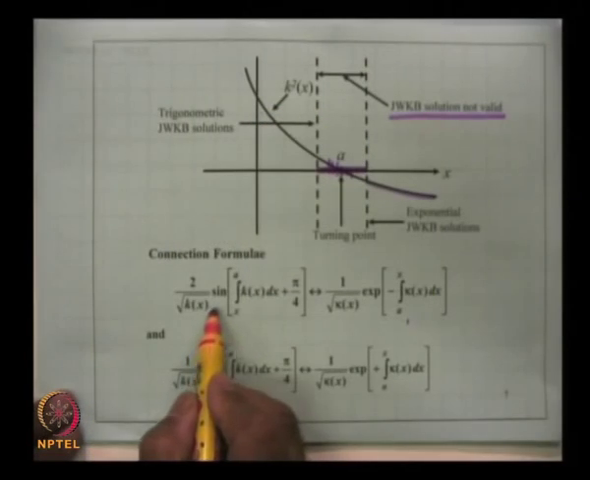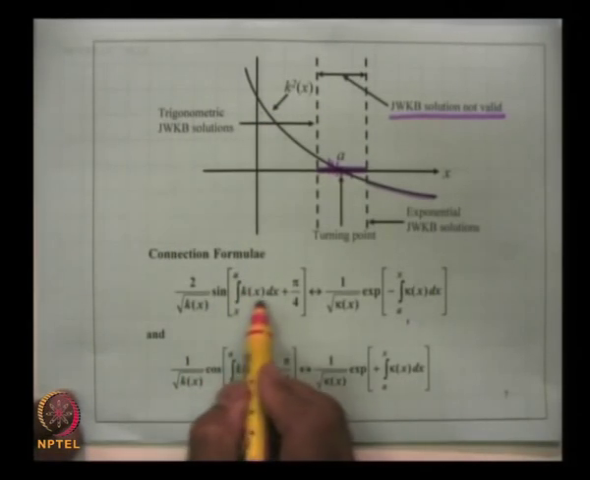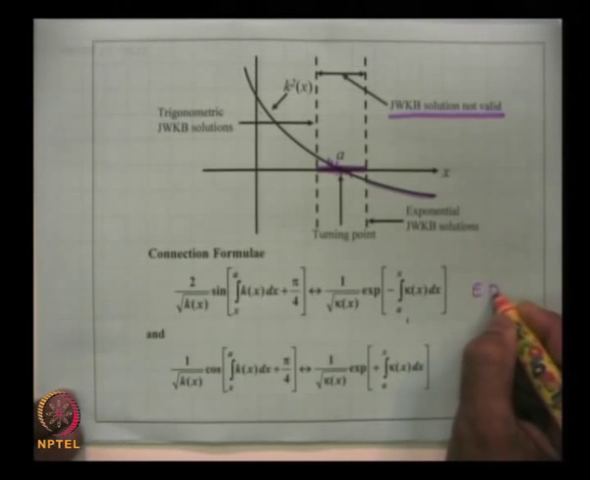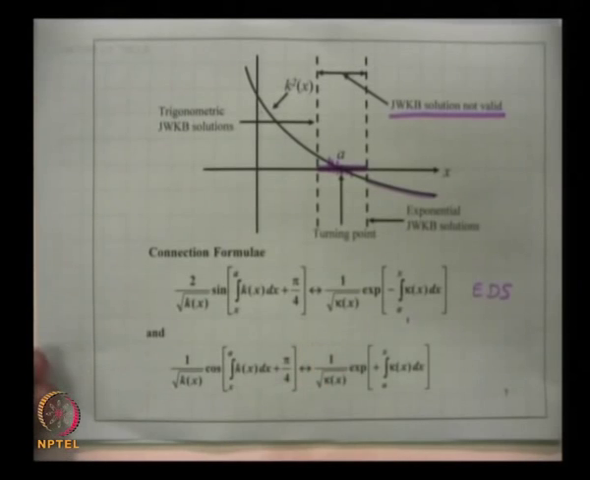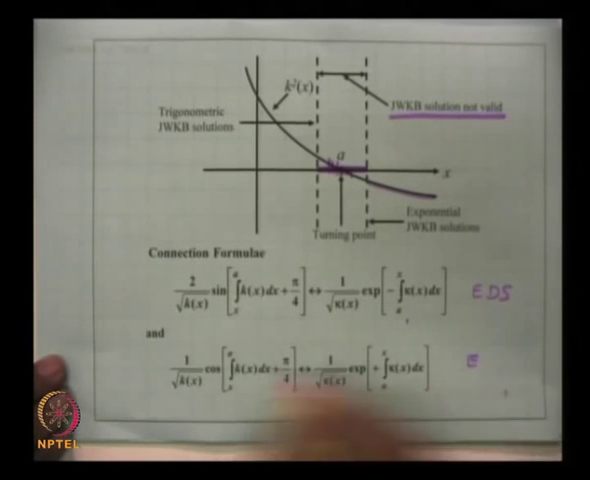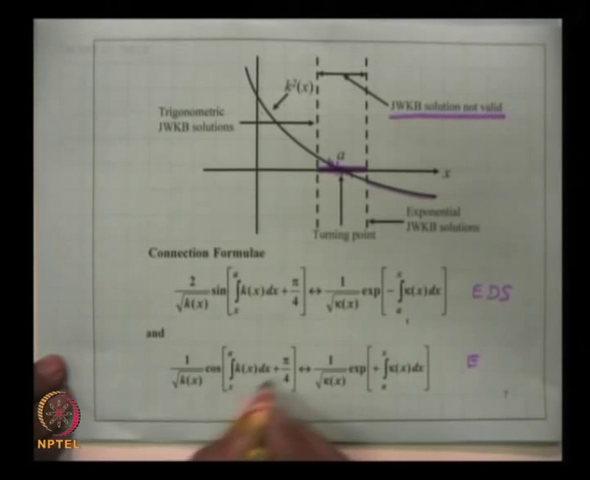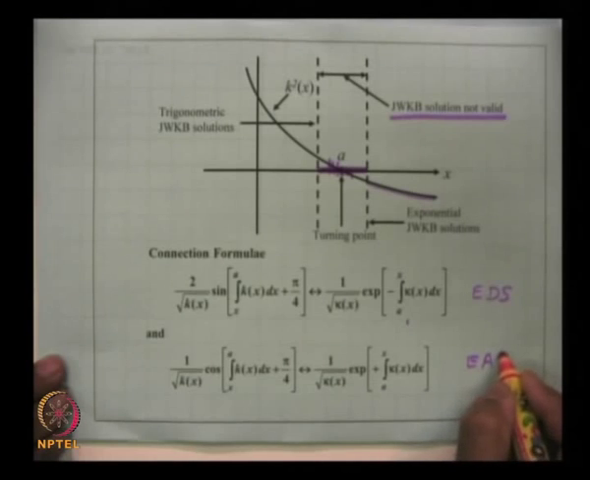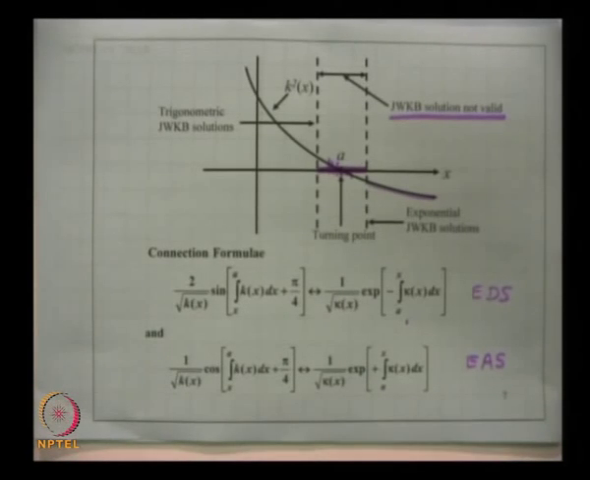And the answer is that 2 by root k sine of integral x to a k dx plus pi by 4 goes over to an exponentially decaying solution. This I had written down in the previous slide also. And the 1 over root k, if you have a term like this, then this will go to an exponentially amplifying solution. Okay. Now, let us solve a problem.